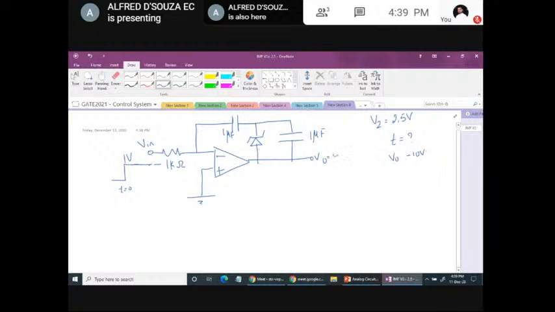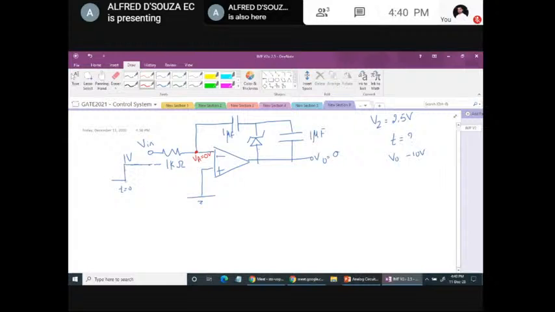So initially it will be 0. Okay. So let us see what happens. I'll treat this as VA. Okay, because of virtual short, this is 0 volt. This is an ideal op amp, so supply limitation is not there. So always this virtual short property holds good.